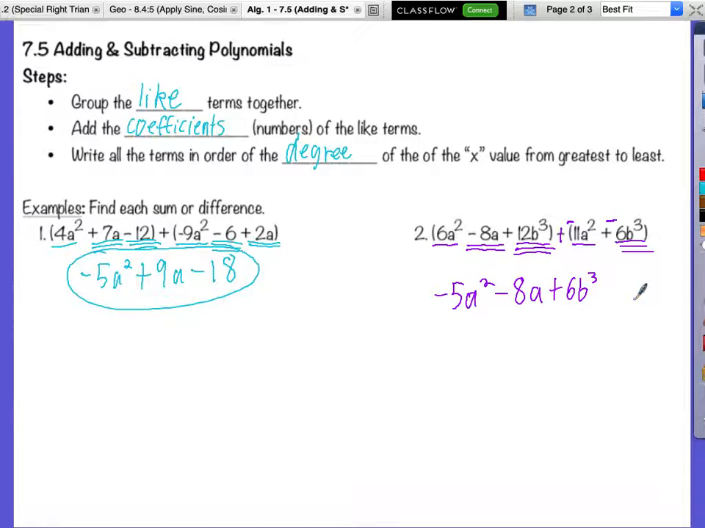Can we combine these anymore? No. Is the order good? Yeah. We have it alphabetical, right? A, then B. And we have the power inside of the alphabetical. We have it in descending order, 2 to 1. So that would be our answer.